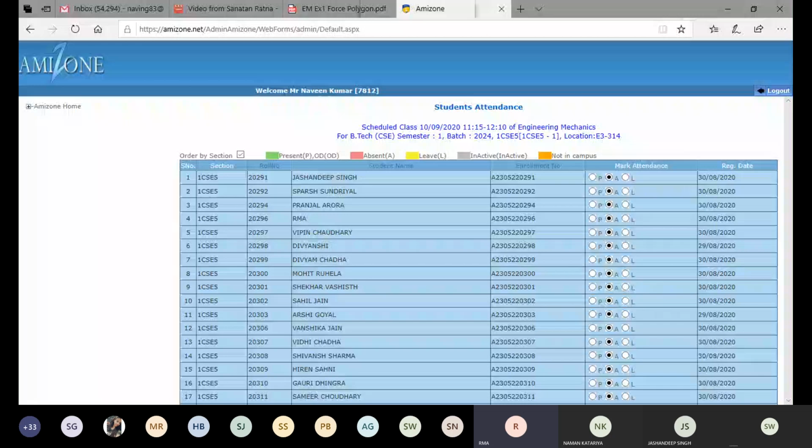Jain sir. 297, come. Show me your polygon. Sir, percentage error 5%. Your roll number is 297. Vipin Chaudhary. Okay. Percentage is how much? Just show me the diagram. Sir, 5%. Percentage is too much. 5% is too much.